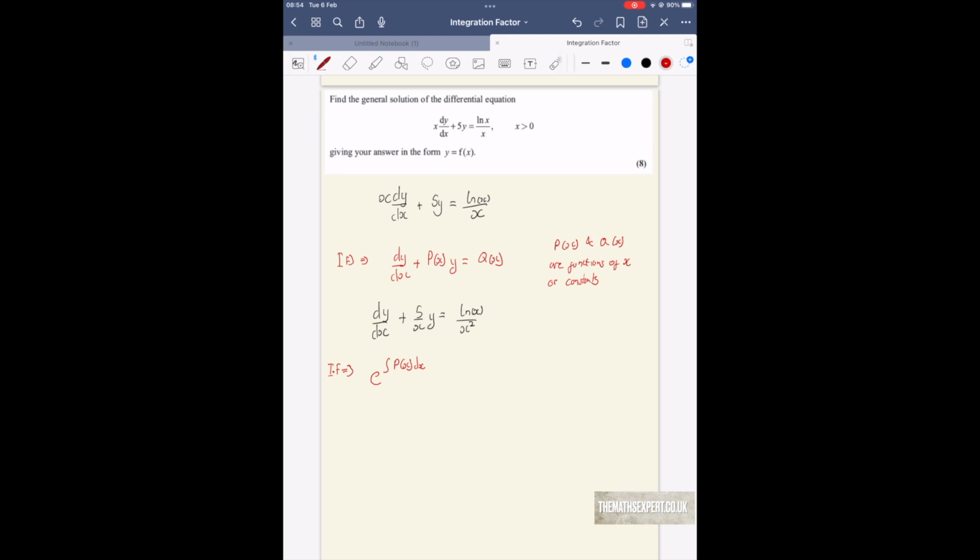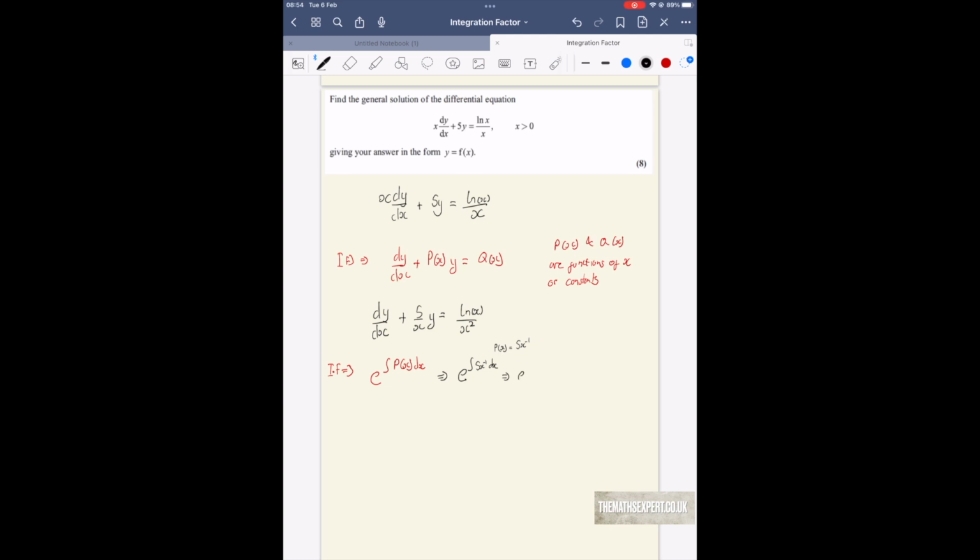So for this specific question, I'm going to figure out our integrating factor. And I know p of x in our question is 5 over x, right? So I'm going to make a little note over here. P of x in our question is 5x to the minus 1, or 5 over x. You can clearly see that from the question. So what am I going to do? I'm going to do the integral of 5x to the minus 1 with respect to x.